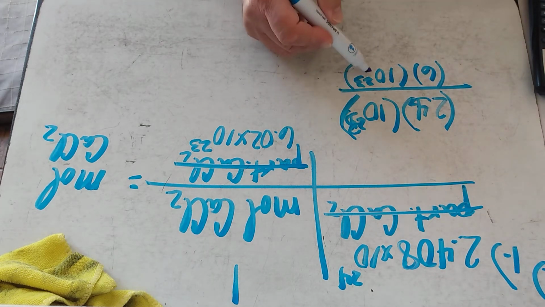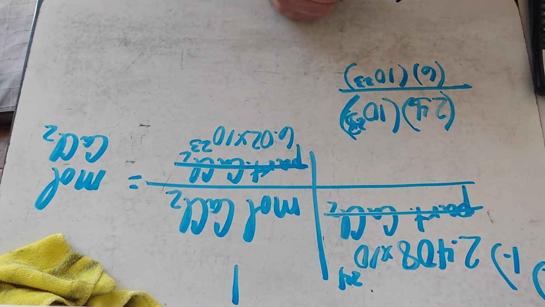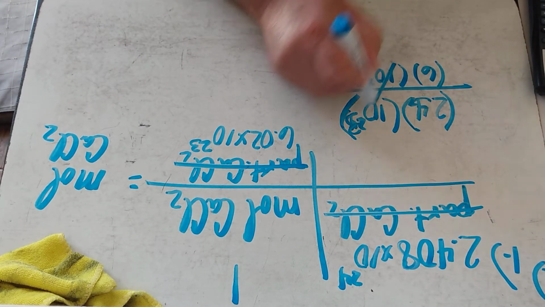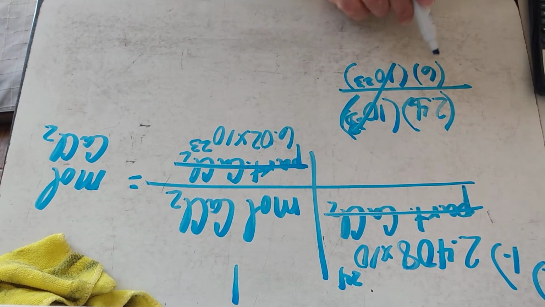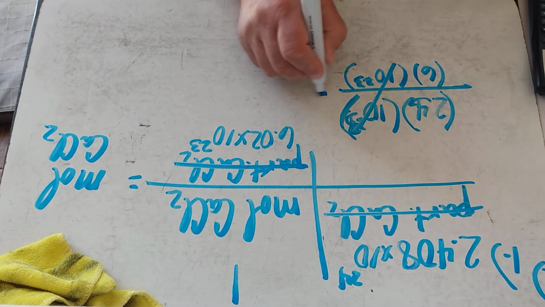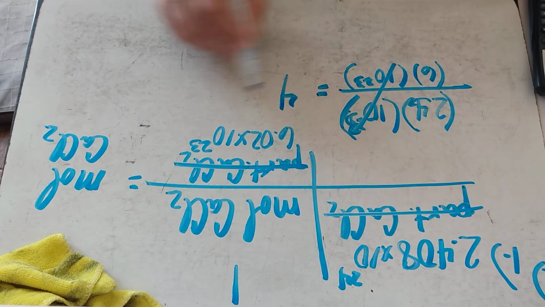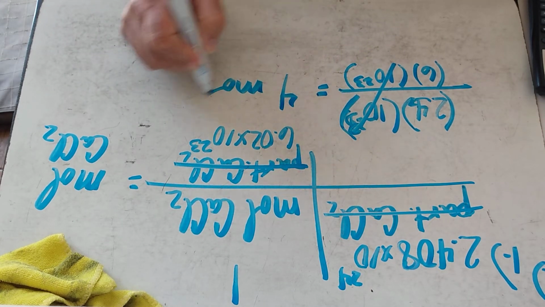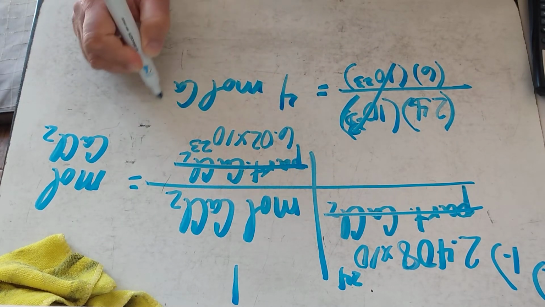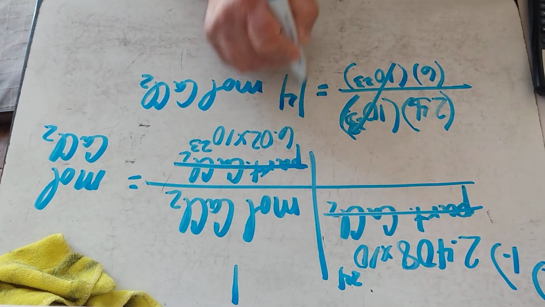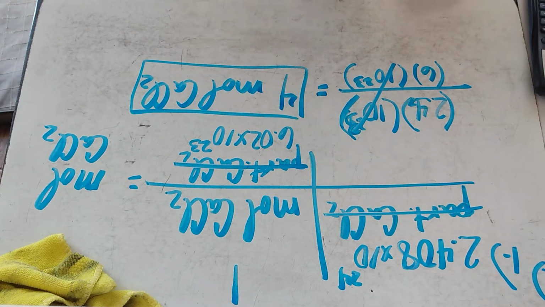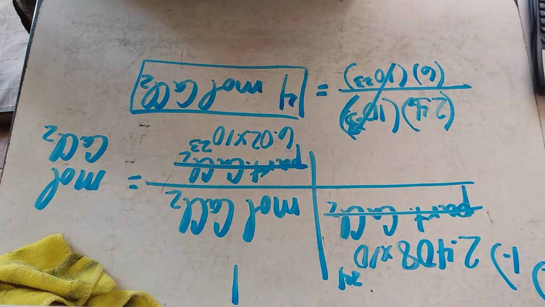Because if we do that, we now have to the 23rd power, okay? If we have to the 23rd power for both of these, they cancel. And now we have 24 divided by 6. Well, 24 divided by 6 is equal to what? 4. And so we have 4 moles CaCl2. Okay, so that should be our very first problem.